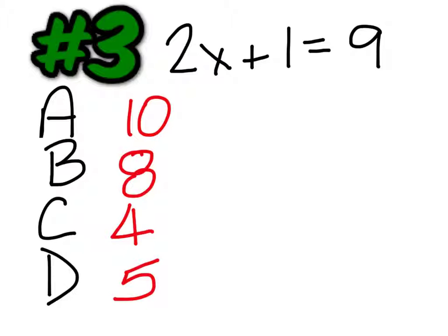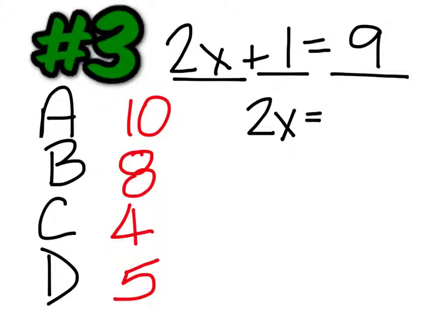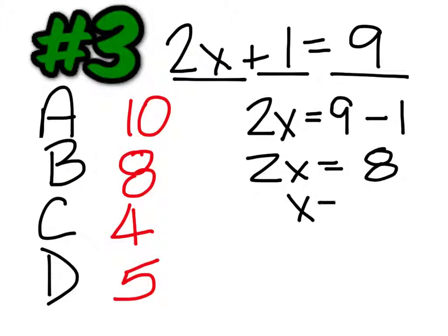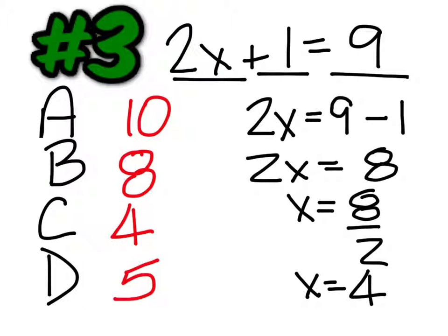So for this one, what number do you multiply by 2 and then add 1 to get 9? Another way to look at it is to move that plus 1 to the right and make it minus 1. 9 minus 1 is 8. Divide 8 by 2 and get 4. So the answer is C.